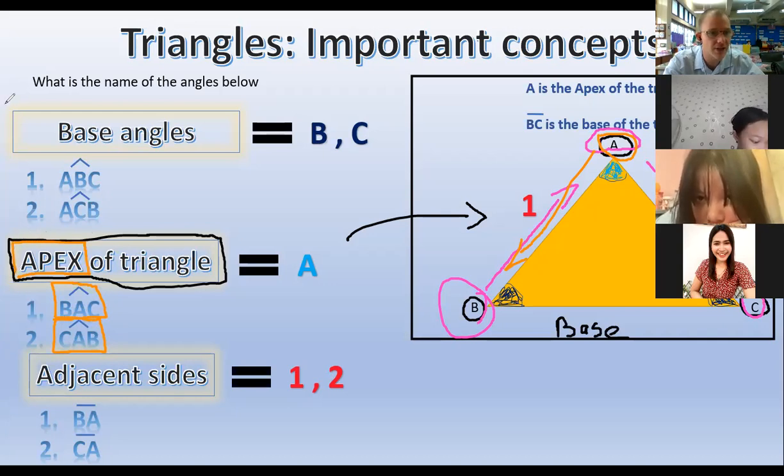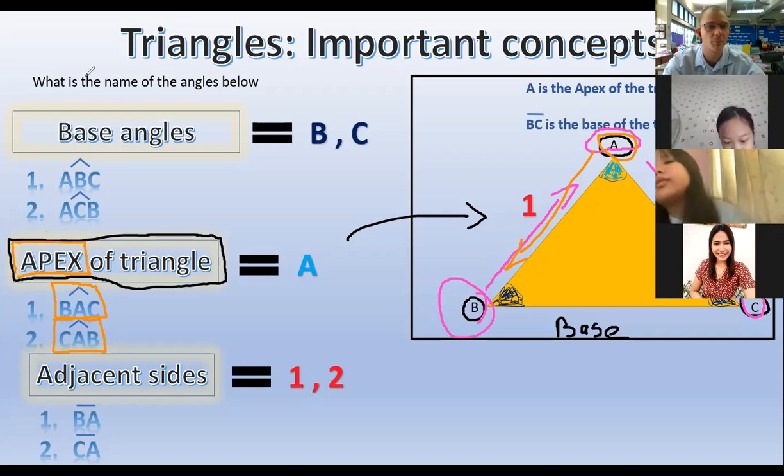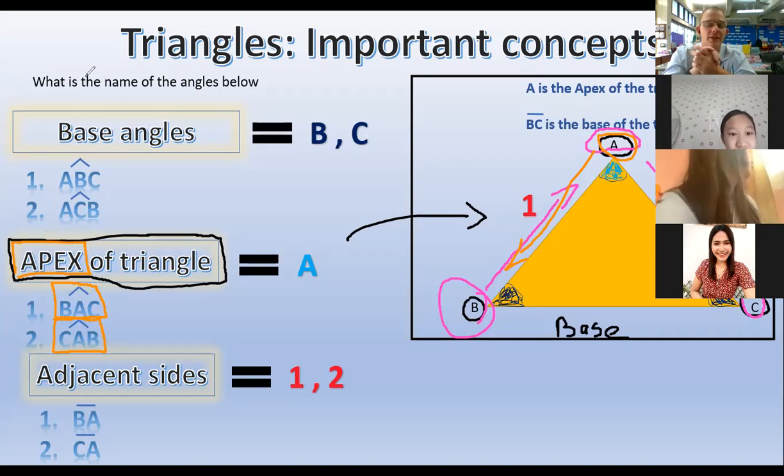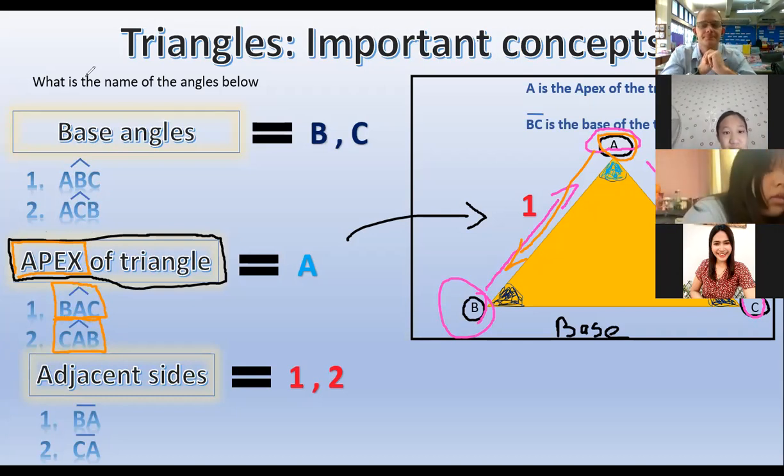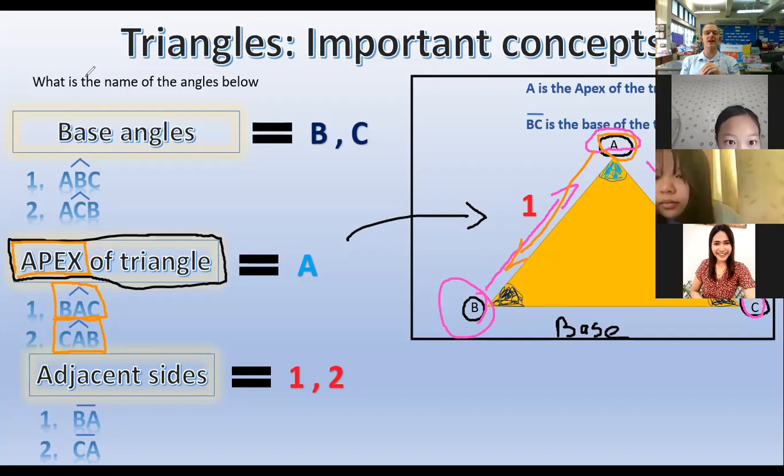Now, if we look at the base angles, the ones on top, who can tell me, how do we name the base angles of a triangle? Who wants to take a guess? Who wants to help me here? How do we write down the name of the base angles of a triangle? Who can tell me? Does anyone know?